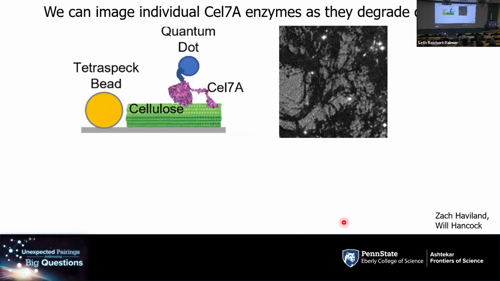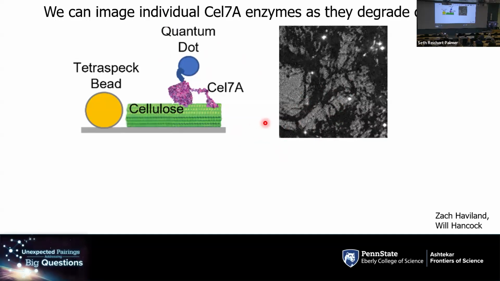So we built a microscope. This is a collaboration with Will Hancock, who's in the biomedical engineering department here at Penn State. We built this microscope that allows us to image individual cellulose-degrading enzymes that are labeled with fluorescent quantum dots. Quantum dot technology is amazing. It's a silicon-based technology that generates these small 15 nanometer diameter dots, which are highly fluorescent and we can track over time. We lay down some cellulose that's actually made, in this case, by a bacterium, on the surface of glass. And we can then image.